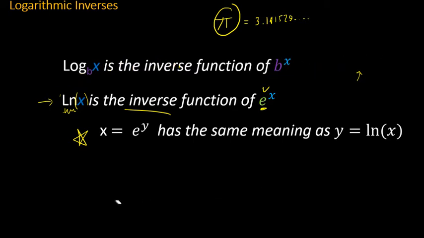Log base b of x is the inverse function of b to the x. Sorry about that. Log base b of x is the inverse function of b to the x. So in other words, we're saying log base b of x undoes b to the x, and b to the x undoes log base b of x. So here's why that matters.